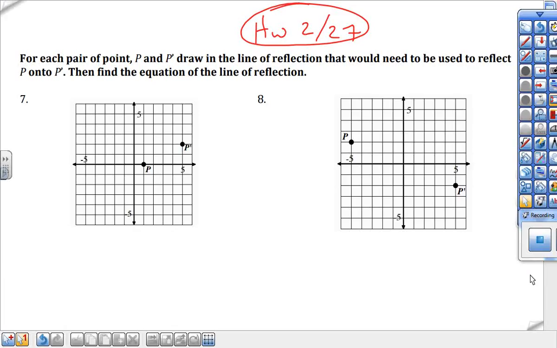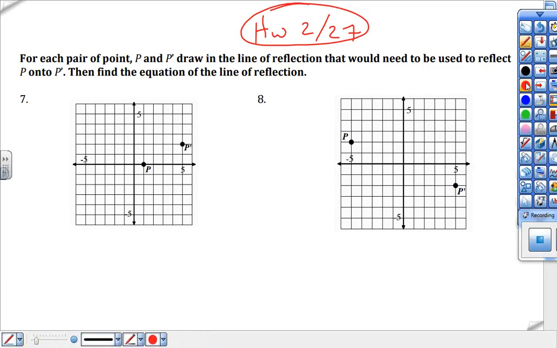Okay, for these problems, I'm going to find the halfway point. I'm going to find the line that goes through those two, and I'm going to use a negative reciprocal and go through that halfway point to get the line that cuts them through. So here we go.